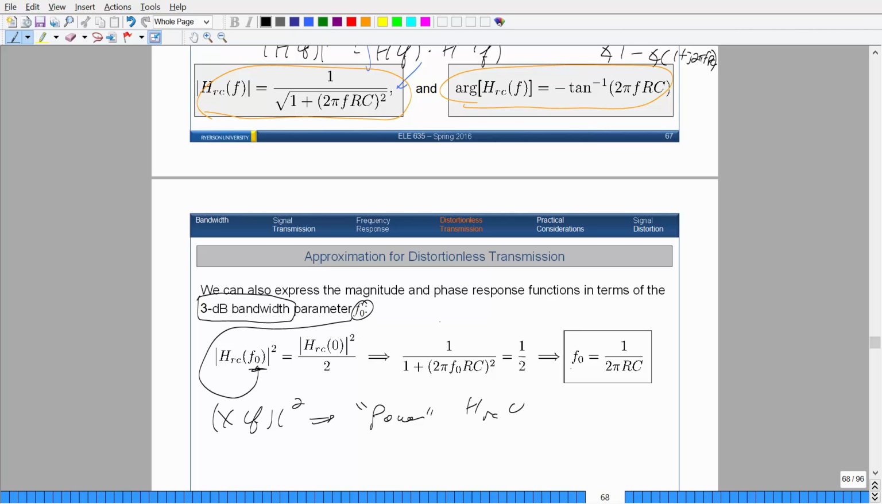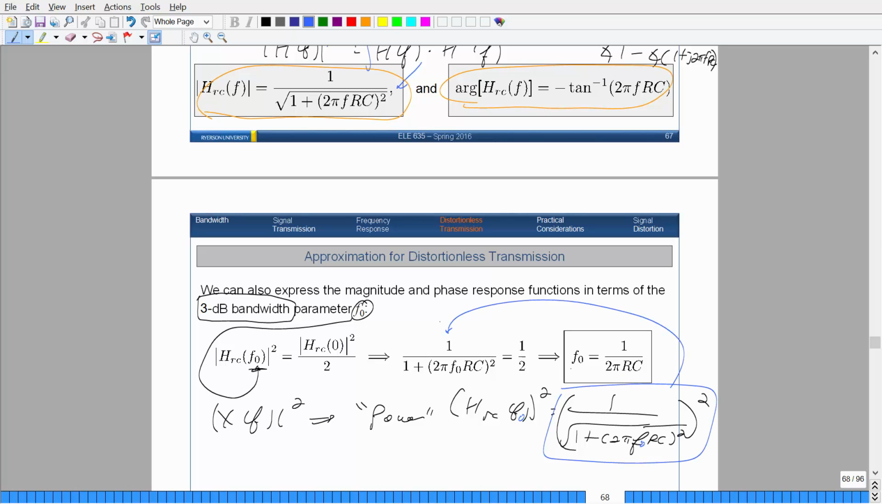So you have h of RC. It was 1 over... I need to square this. And then I have to substitute f of 0. So f of 0 goes here. When I do that, I get this over here. And then usually with RC filters, at 0 you should get the power equaling 1, or half power. So that's what we have here. You equal it to that.